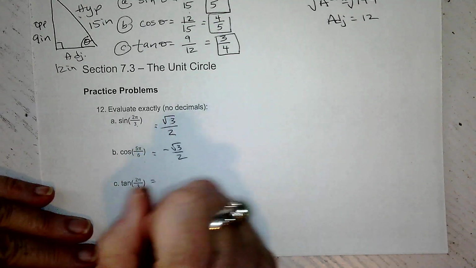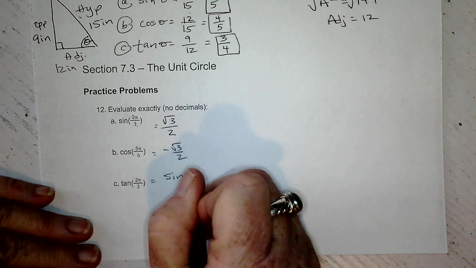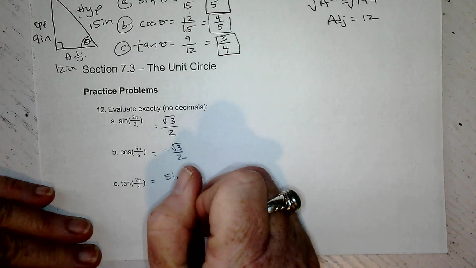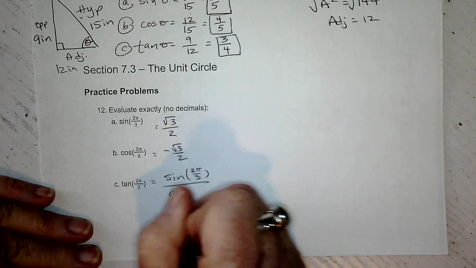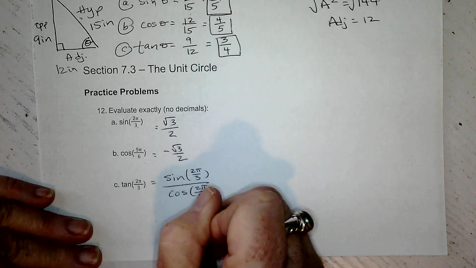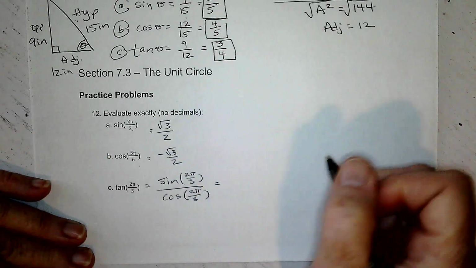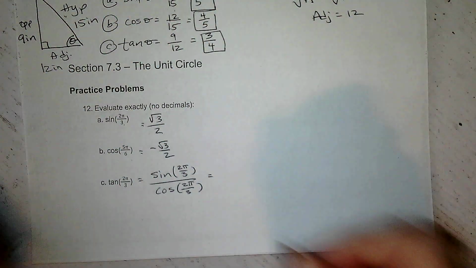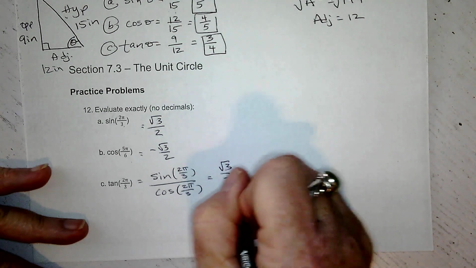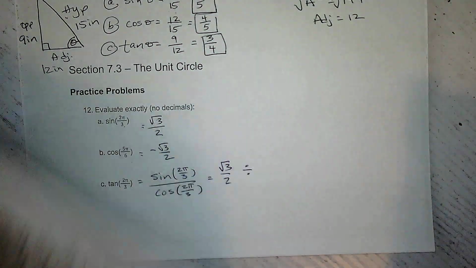Well, tangent is equal to the sine of the angle over the cosine of the angle, so sine of 2 pi over 3 divided by the cosine of 2 pi over 3. And I just need to pull those together for you. Sine of 2 pi over 3 is square root of 3 over 2. And we're going to divide that by the cosine, and the cosine is negative 1/2.